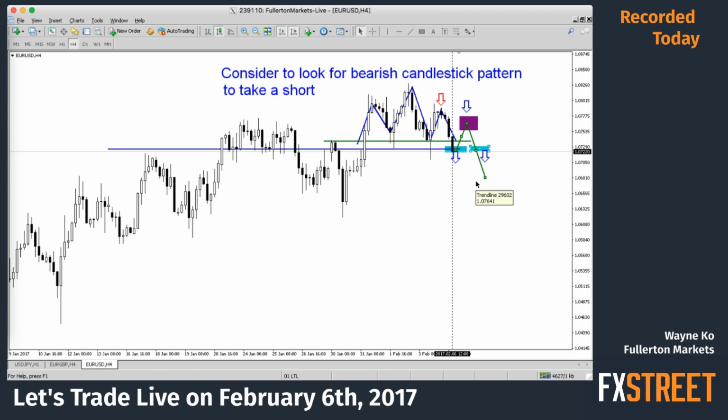So other than that, I do expect based on price action, it seems like the dollar is strengthening against the euro at this point in time and may continue for the rest of the week.